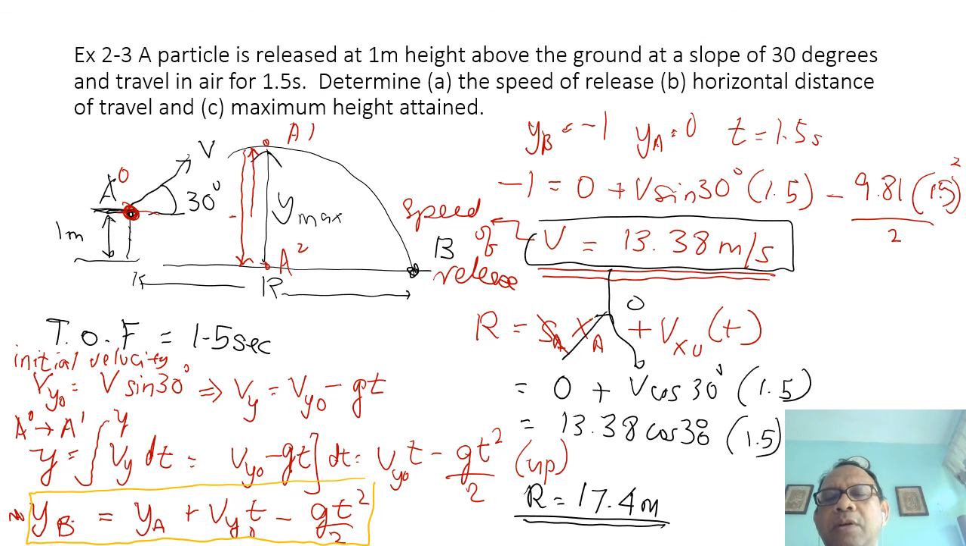So I hope you have some idea on how to use projectiles. There are many examples in the book, or you can go to any other website. There are plenty of examples on projectiles. But the biggest assumption is that there is no acceleration in the x direction, and the acceleration in y is constant because of gravity.